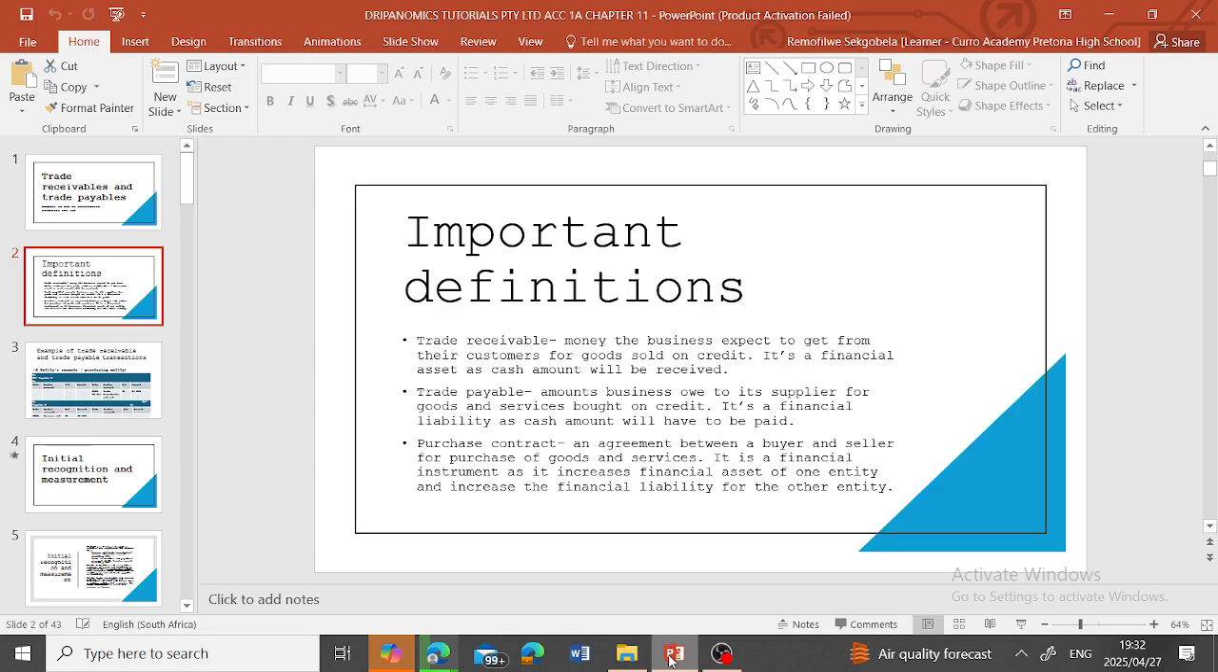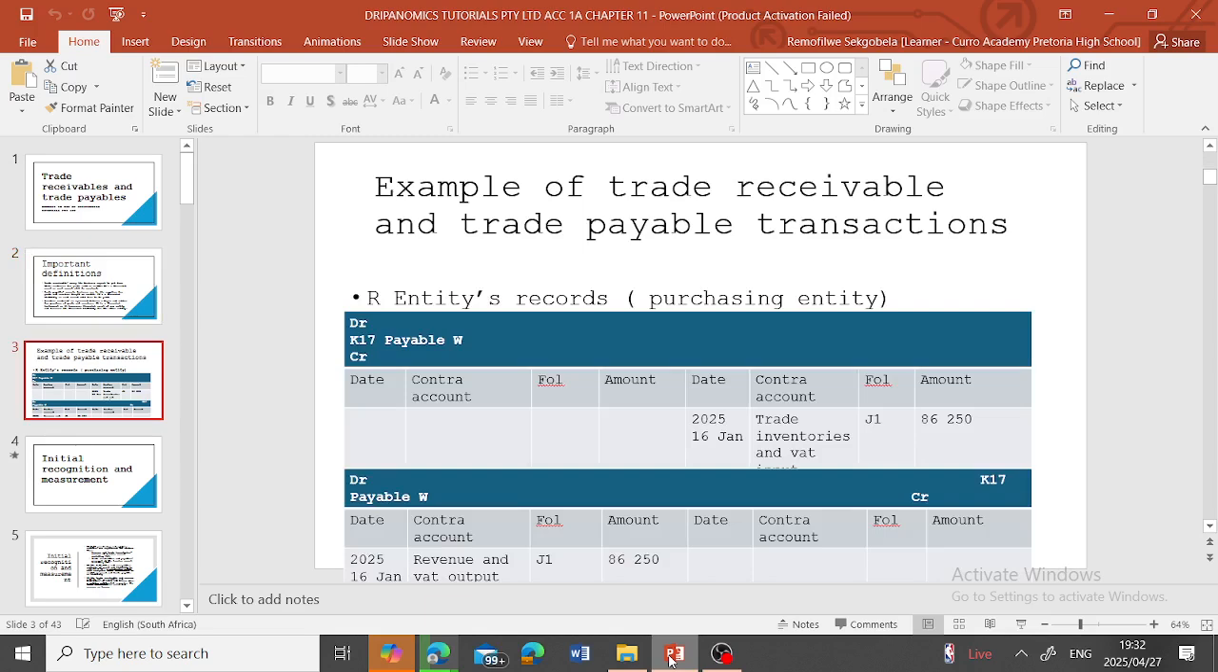And then we have what we call a purchase contract, which is an agreement between a buyer and a seller for the purchase of goods and services. It is a financial instrument that increases financial assets for one entity and increases the financial liability for another. So whenever a transaction takes place, one is buying, one is selling. So a purchase contract basically gives rise to a financial asset for one company and a financial liability to another company. So here's an example. Our entity records, the purchasing entity, right?